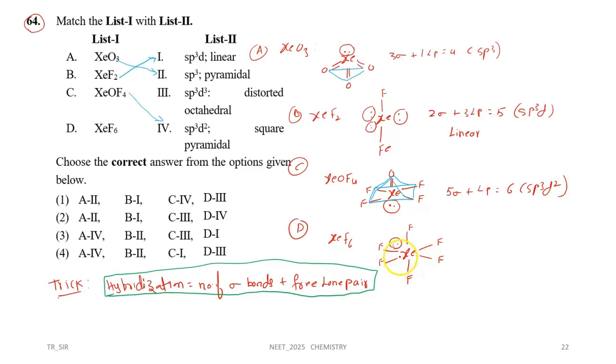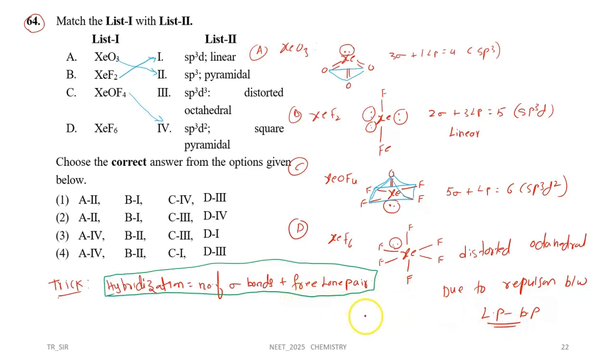So here six sigma bonds form, and one lone pair is extra. So lone pair to bond pair repulsion is there. That makes it a distorted octahedral structure. Why is the distorted octahedral structure coming? Because of the lone pair to bond pair repulsion, that makes it distorted octahedral.